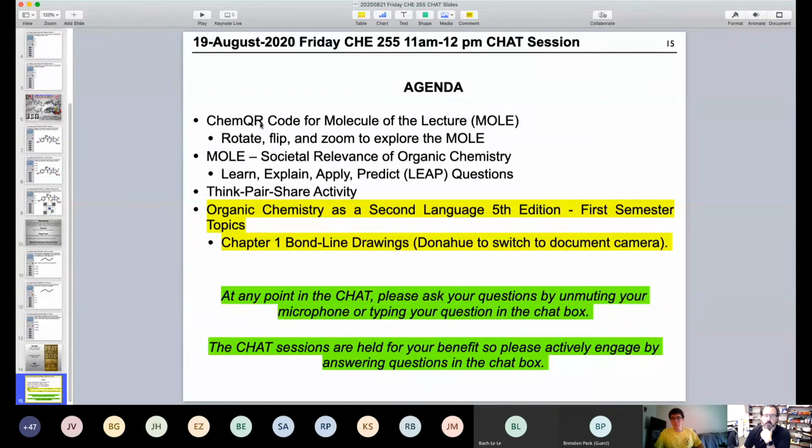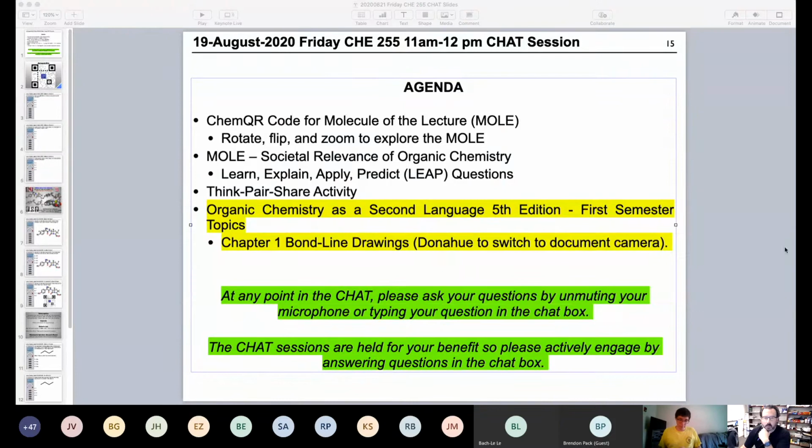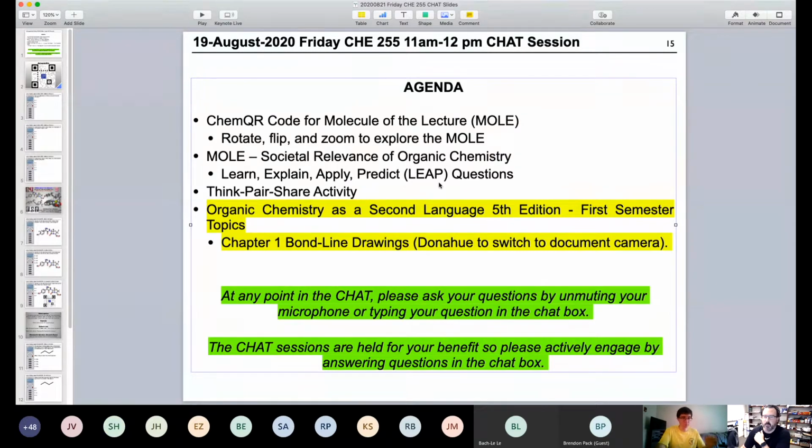So for the first couple weeks at least, the agenda is going to look pretty much the same. I'll show a QR code for a molecule of the lecture, which we'll then look at, and I'll ask you some questions. We'll then look at that molecule of the lecture again, and I'll ask you these learn, explain, apply, predict, leap questions. So if we were face-to-face and I were writing the exams for you, those type of leap questions would be how I would write questions in the exam.